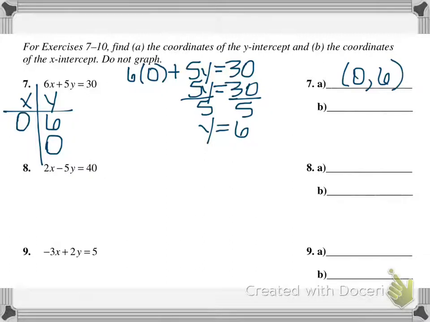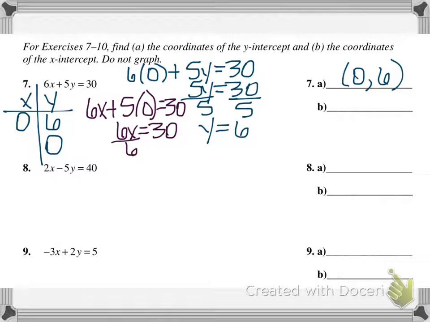Now I'm going to find my other intercept. It's going to be my x-intercept, which means I plug in 0 for y. So I'm going to have 6x plus 0, because 5 times 0 is 0. Divide by 6, so x equals 5. So when I plug in 0 for y, I get 5 for x. So my x-intercept is (5, 0).